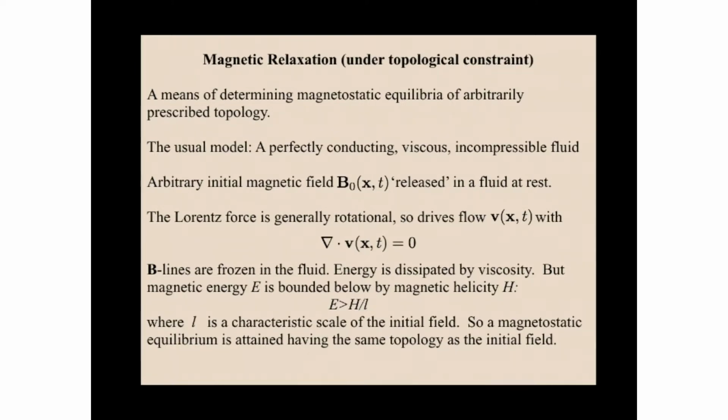The B lines are frozen in the fluid, energy is dissipated. But magnetic energy, here I've called it E for some reason, but I'm calling it M over here. Its energy is bounded below by this sort of thing. E greater than H over L, where H is the conserved helicity and L is some fixed constant. So we get that lower bound. So, okay, we're going to have a decreasing energy because of viscosity, but a lower bound. So it's got to drive it to a steady state. So magnetostatic equilibrium is attained. By magnetostatic we mean the velocity v will eventually go to 0 again. It starts from 0, it'll rise from 0, but it'll go back to 0.